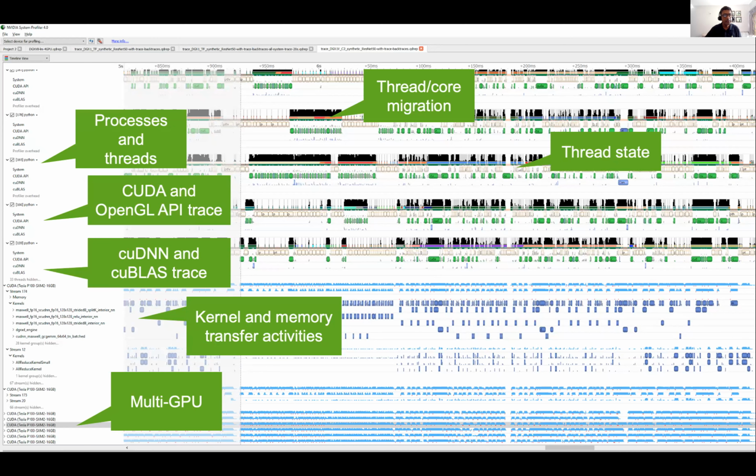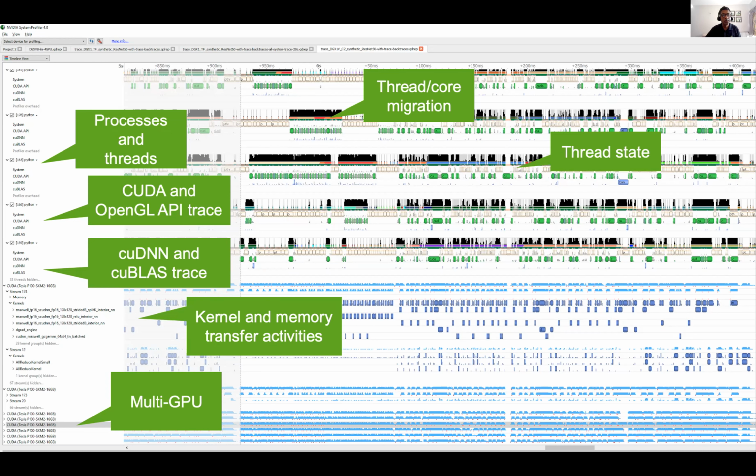As I mentioned, you can see the state for all the processes and threads. The specific thing of interest here is now on the GPU side. You can see whatever APIs, like here we are seeing CUDA APIs, the cuDNN libraries, and the cuBLAS library. So this particular application is using those across all those processes.